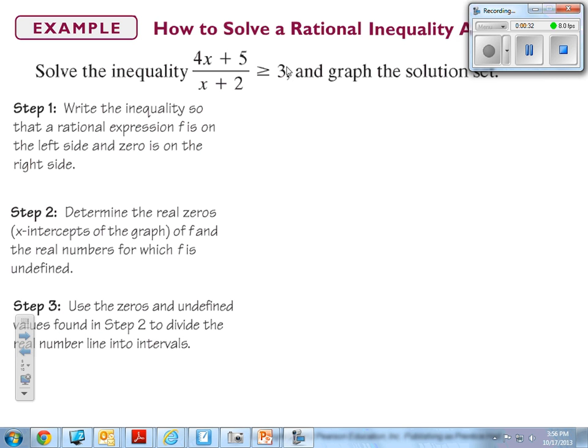Your first step on solving a rational inequality, again, is to make sure that we're comparing to 0. It doesn't do any good to compare to 3. Now, if I was graphing this, then I could be a little bit more lenient on that. Algebraically, you have to compare to 0. So let's subtract the 3 from both sides.